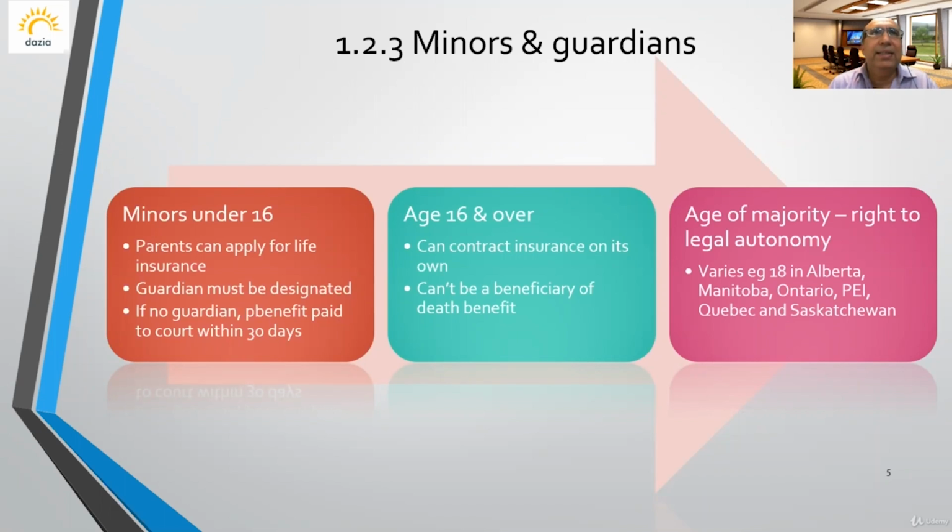In other words, they can't take out, for example, insurance on their parents so that, God forbid, the parents die and they get the money. They can't do that. So age of majority is, like we mentioned already, it varies. It's 18 in Alberta, Manitoba, Ontario, PEI, Quebec, and Saskatchewan. At that age, it's a legal entity, legal autonomy. They can enter into the contract and they can get their own policy. They can be beneficiary. They can do whatever they want to as an adult.